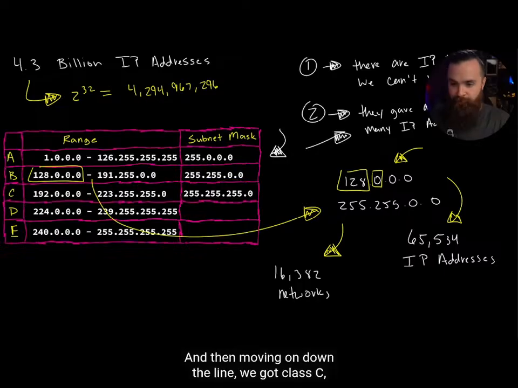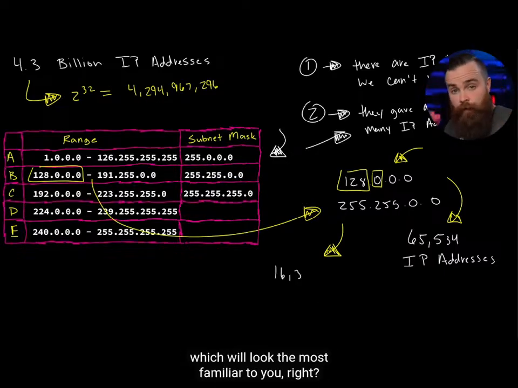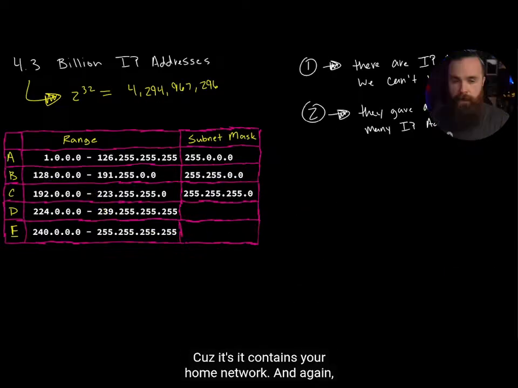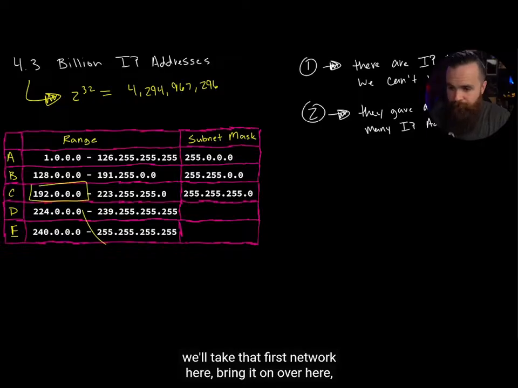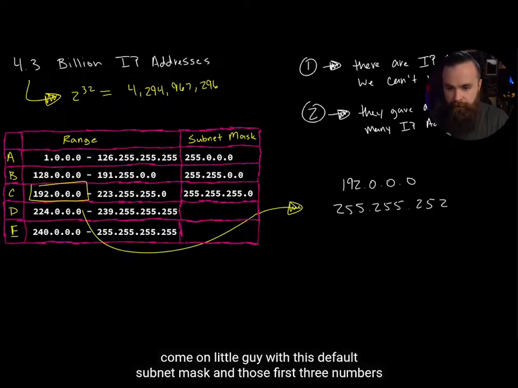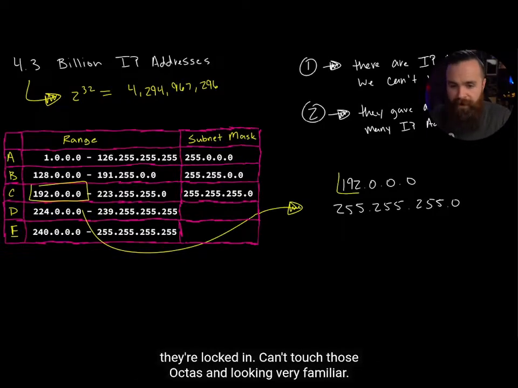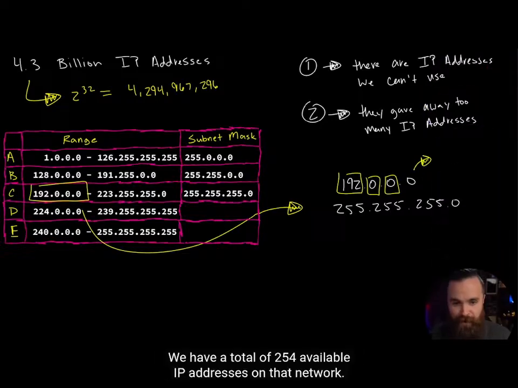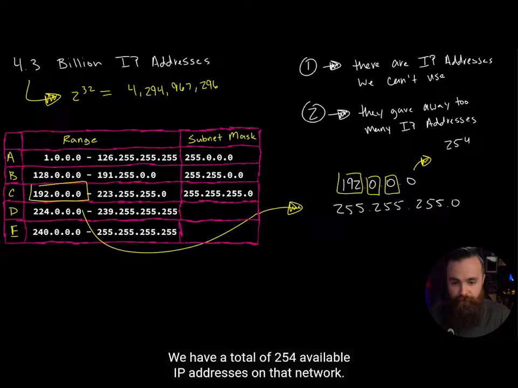And then moving on down the line, we got Class C, which will look the most familiar to you, right? Because it contains your home network. And again, we'll take that first network here, bring it on over here, with this default subnet mask. And those first 3 numbers, they're locked in. Can't touch those octets. And looking very familiar, we have a total of 254 available IP addresses on that network.